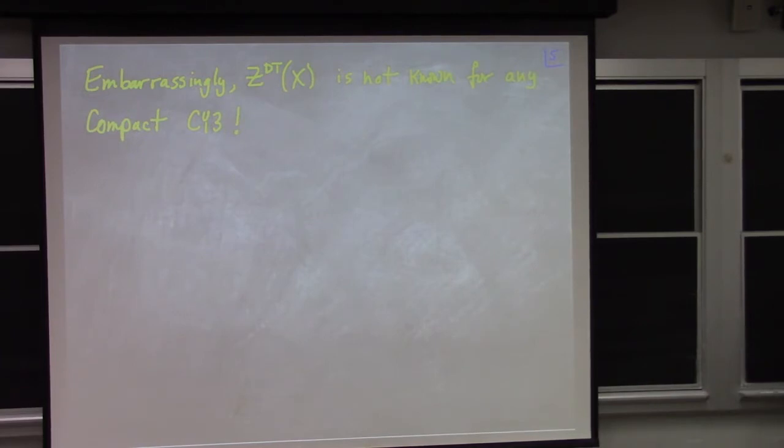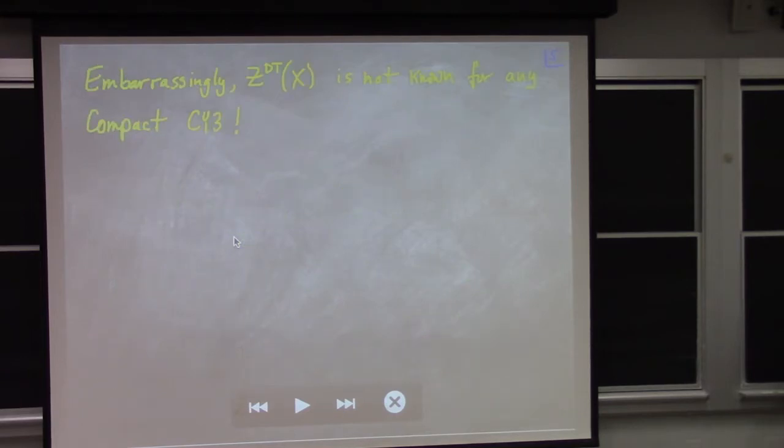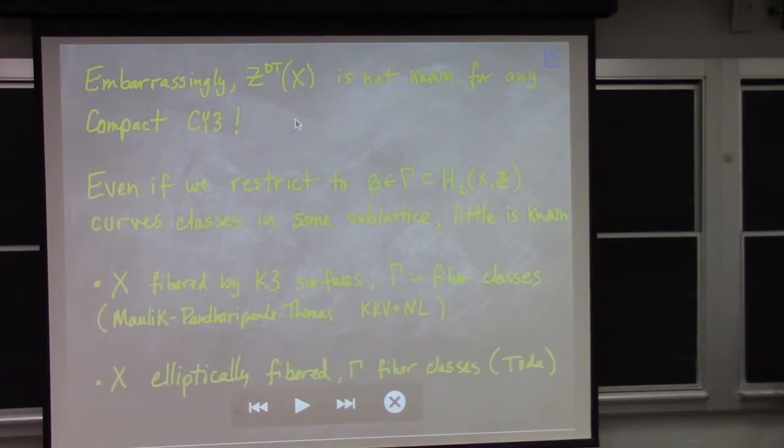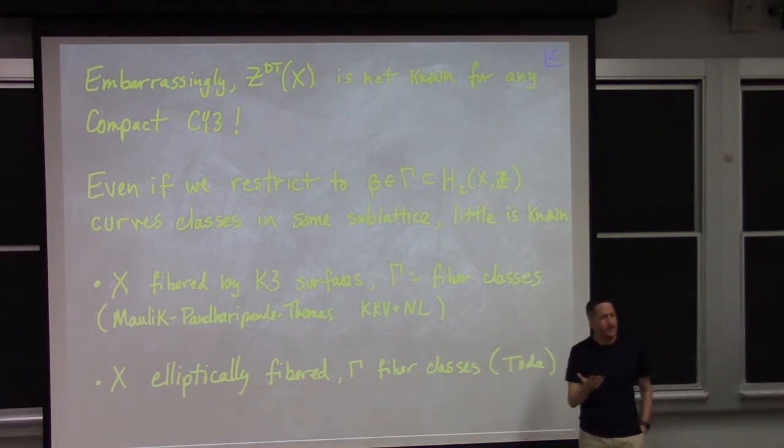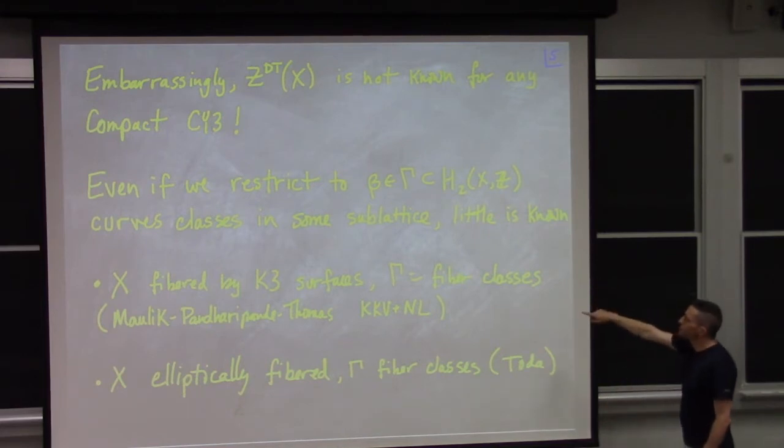Okay, and remember back here I said that maybe we can be a little less ambitious. We can set some of the variables equal to 0. Even if we do that, even if we restrict to some sublattice, there's very little we know. We basically only know it for one-dimensional sublattices of a very certain type.